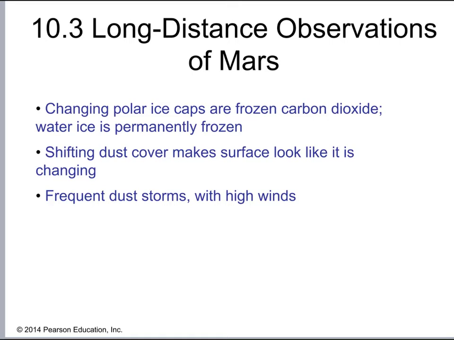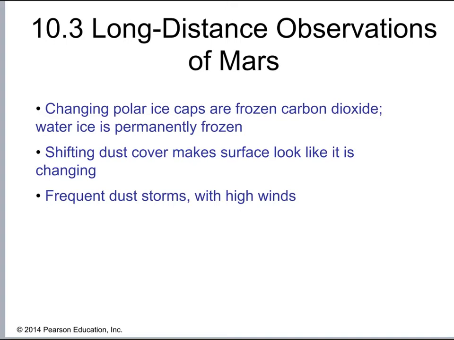The southern ice cap actually has a much thicker layer of dry ice, and so it doesn't change as much as it does at the northern pole. But that's sort of what we see. These ice caps have gigantic amounts of water ice that are covered by this layer of frozen carbon dioxide.